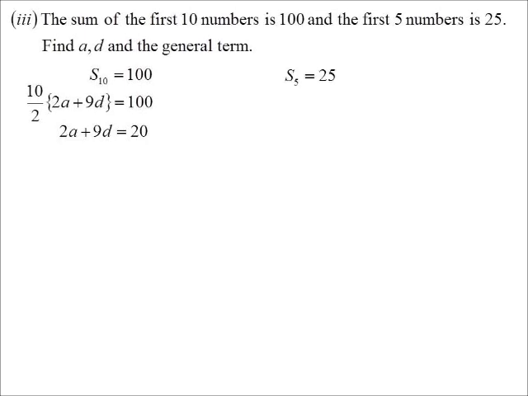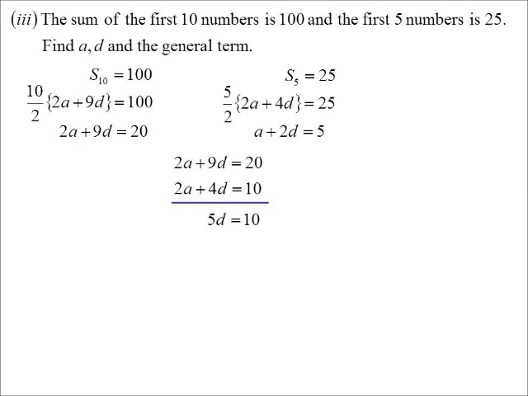The other bit of information, they've told us sum to 5 is 25. So 5 on 2, 2a plus 4d is 25. I've now got two equations, two pronumerals, so it should be possible to find each of these with simultaneous equations. So we're doing that. 5 differences is 10, so now the common difference is 2, and then you can just go backwards and work out the other bits. So the first term is 1. They also wanted the general term. Well, that's a plus n minus 1 d. Subbing into that, 1 plus n minus 1 times 2 tidies up. 2n minus 1 would be the formula.